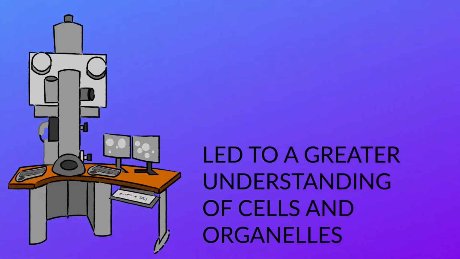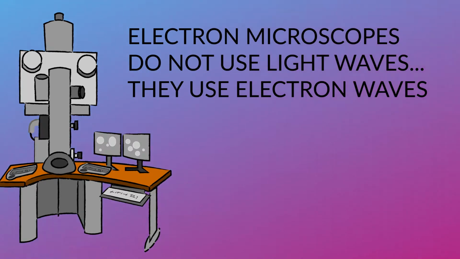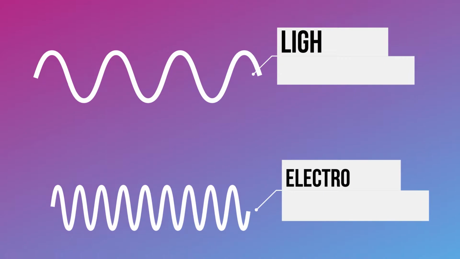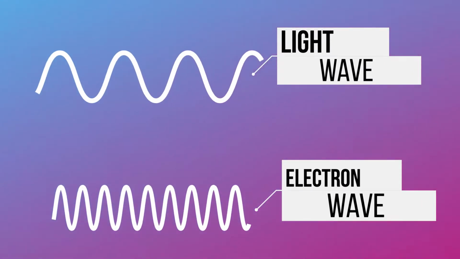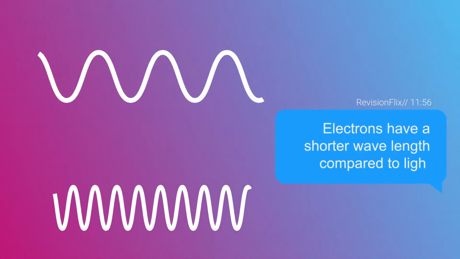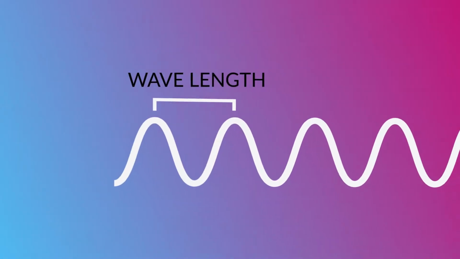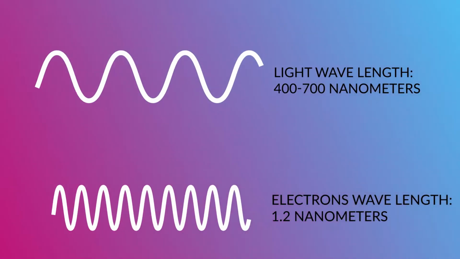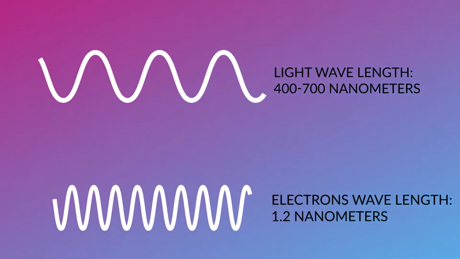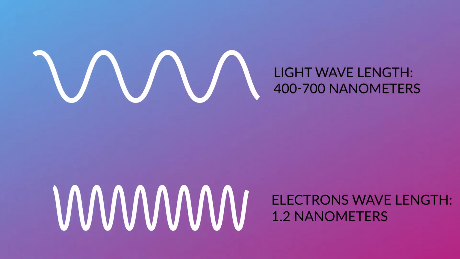Electron microscopes work slightly differently to a light microscope, so let's take a look. Electron microscopes do not use light waves, they use electron waves. The reason why they have a greater magnification and resolution compared to light microscopes is because electrons have a shorter wavelength compared to light. The wavelength is the distance between two identical peaks or troughs. Light has a wavelength of 400 to 700 nanometers, whilst electrons have a wavelength of just 1.2 nanometers. The smaller the wavelength, the greater the resolving power.